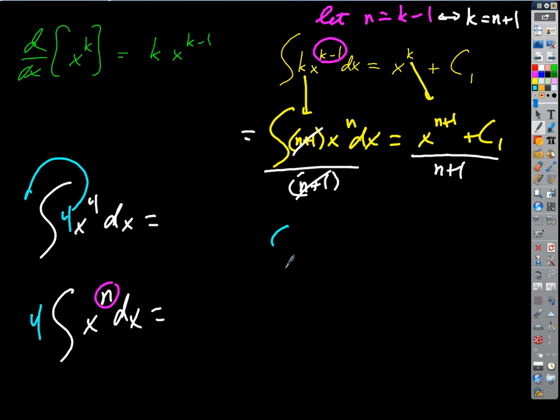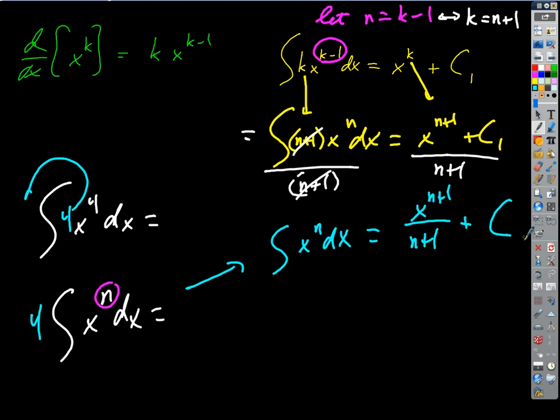This looks better on this side. I get the integral of x to the n dx, which is what I wanted, right, is equal to x to the n plus 1 over n plus 1. If I split this into separate fractions, plus c1 over n plus 1. What should I probably call that? C. Right? It's just some other constant. n is a constant, c1 is a constant, so it's just some constant, right? So there's the formula we end up with.